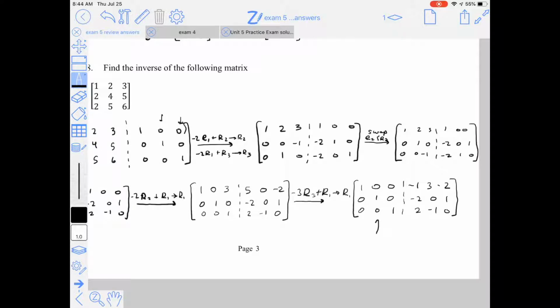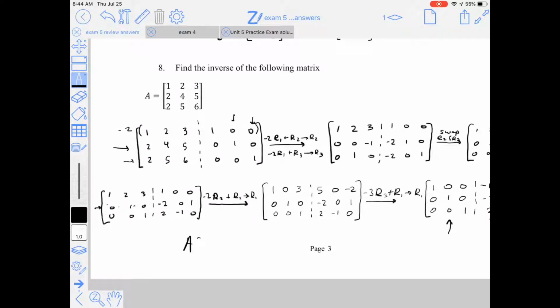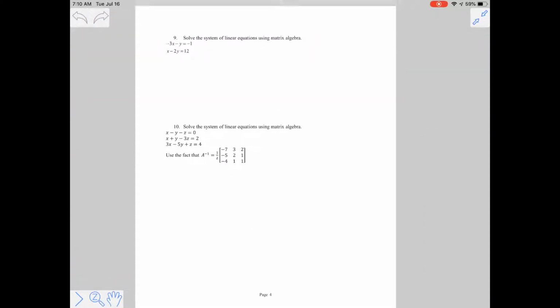Since we now have reduced row echelon form on that left side, whatever we have on the right side becomes the inverse. So the inverse of A is negative 1, 3, negative 2, 2, 0, 1, 2, negative 1, 0. Okay.